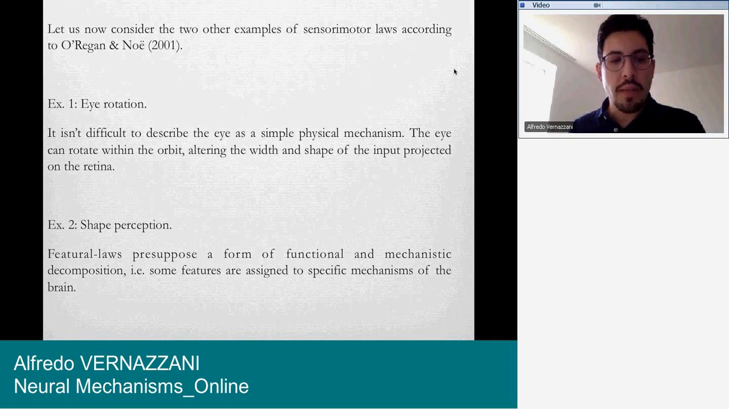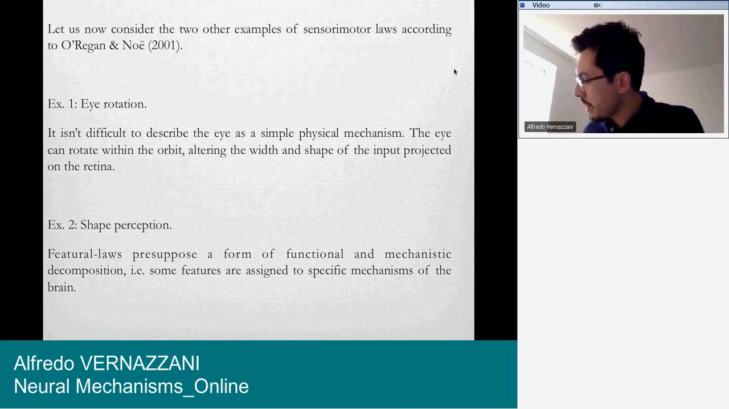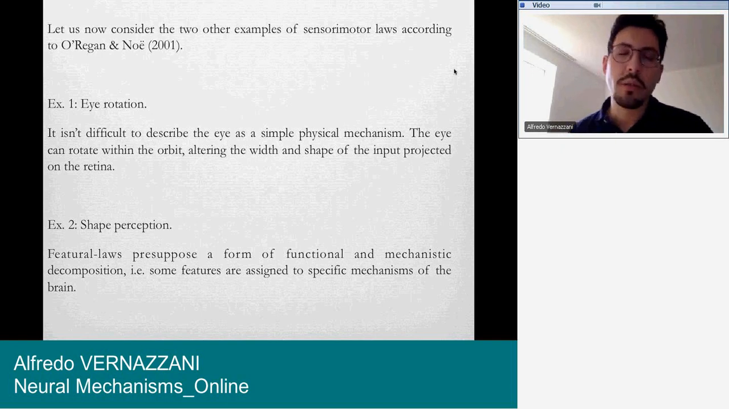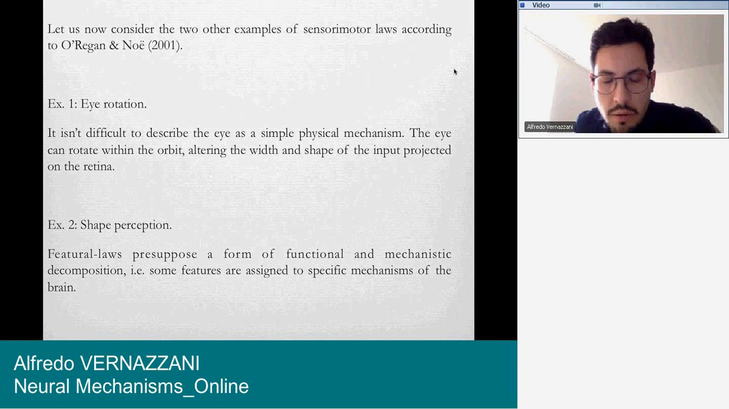Now, shape perception. Featural laws presuppose a form of functional mechanistic composition. I think some features are assigned to specific mechanisms of the brain. Now, in the paper version, for those of you who have read it, I elaborate in more detail on these latter aspects. I think there is good evidence that Kevin O'Regan and Alva Noë assume a kind of featural decomposition of the architecture of the visual system.